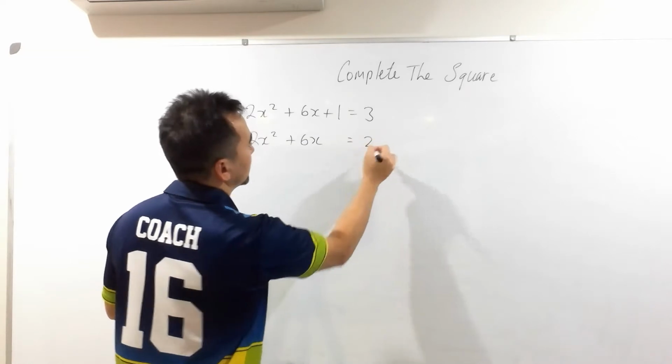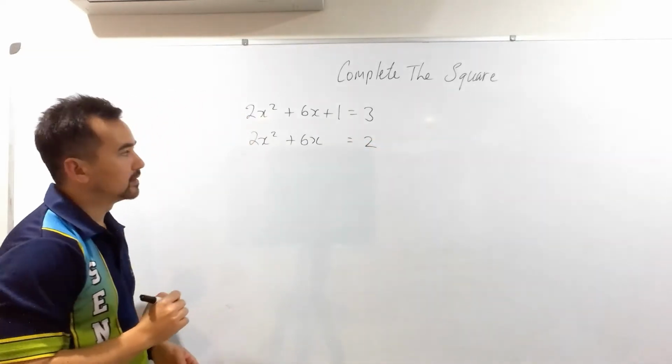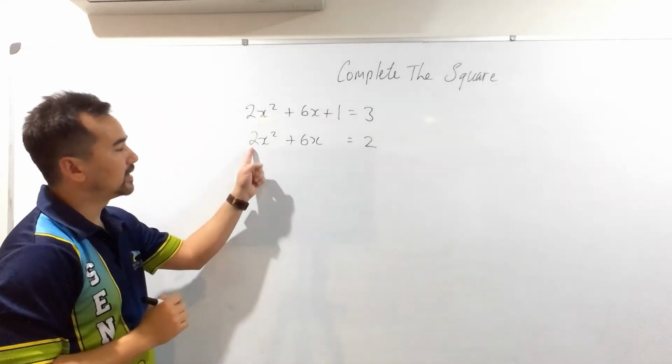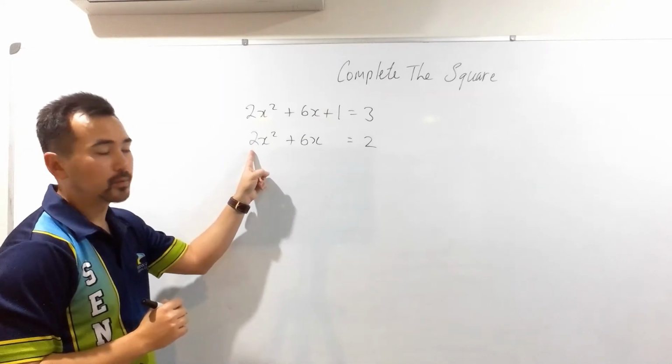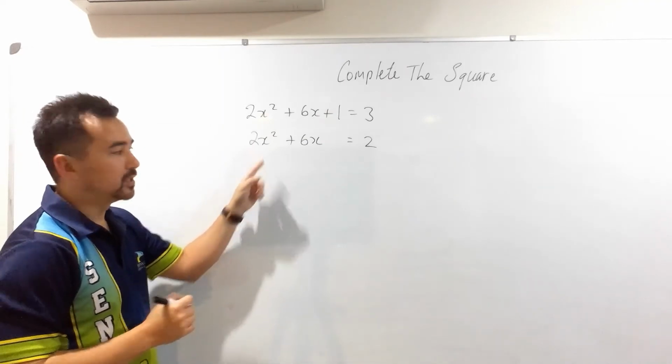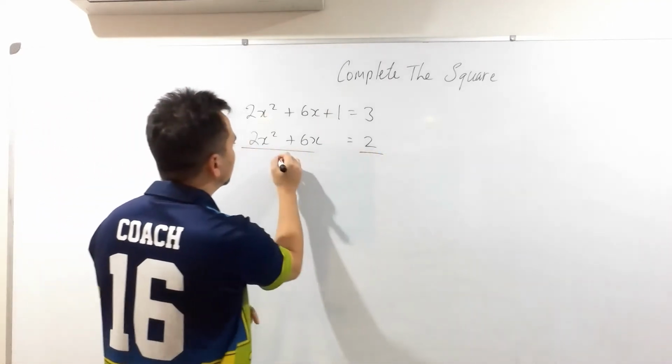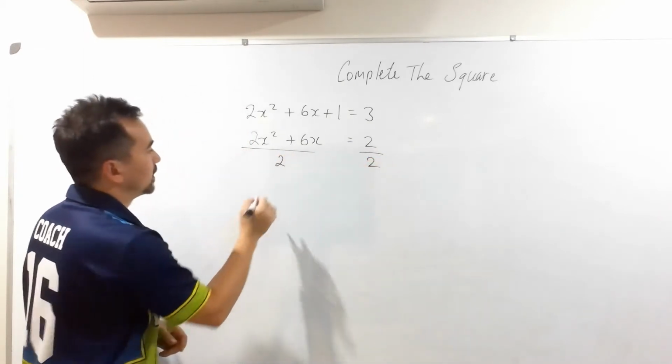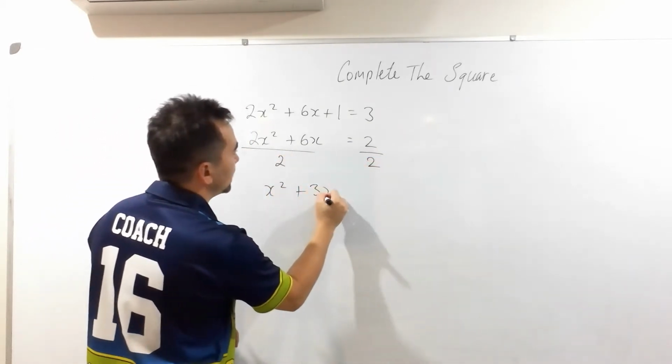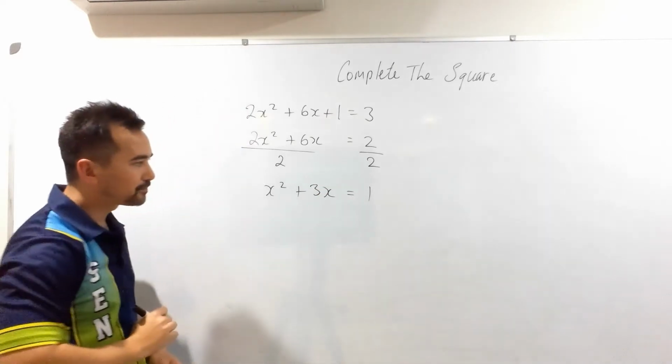Subtract 1 from both sides, I get 2. Excellent. Okay, so I have a leading coefficient other than the number 1. That's bad. So we need to divide both sides by 2. And we get 1x squared plus 3x is equal to 1.